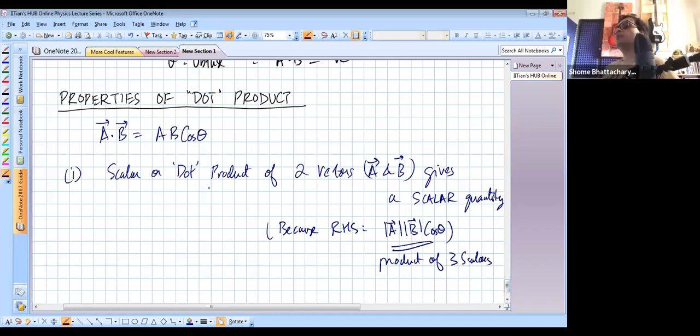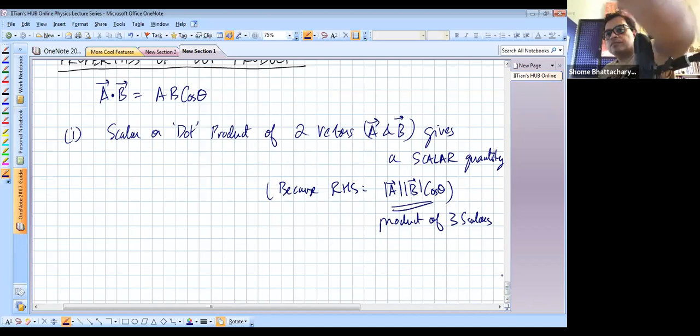Okay, so the name dot product comes from the fact that the symbol used for it is a dot, and the alternate name scalar product comes in because the resultant of the operation gives us a scalar quantity. Okay, so that's the first thing you can see from the definition itself of the scalar product.